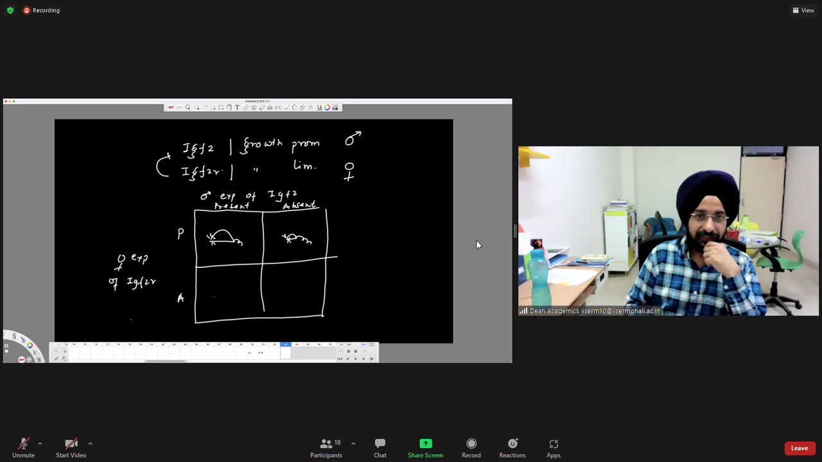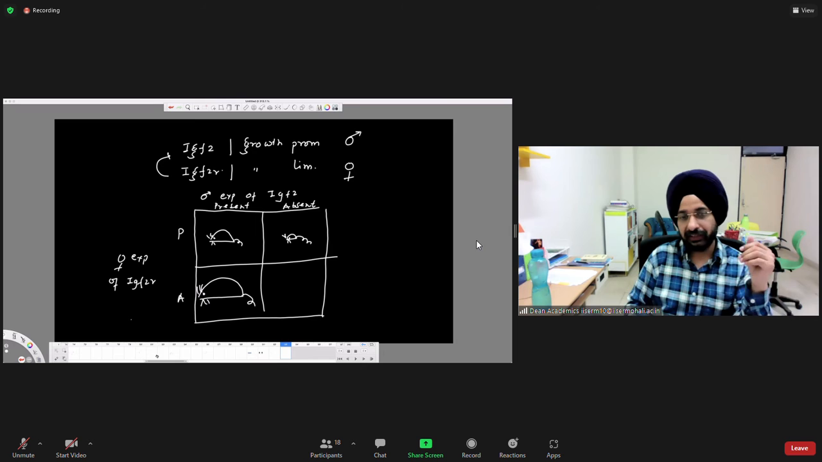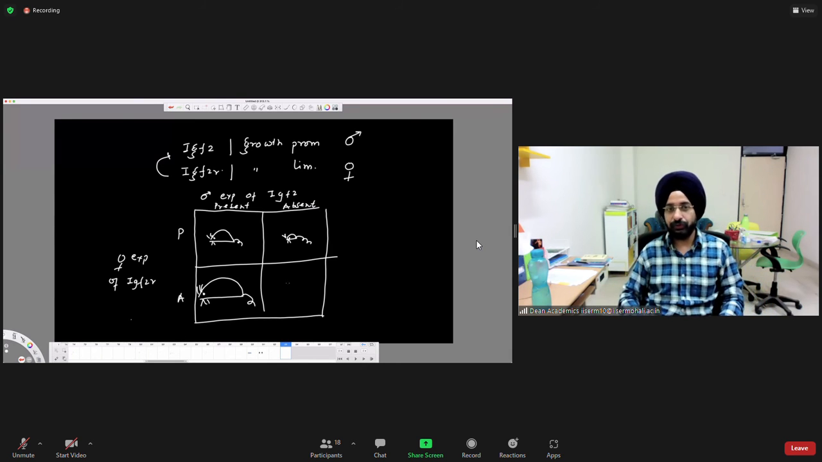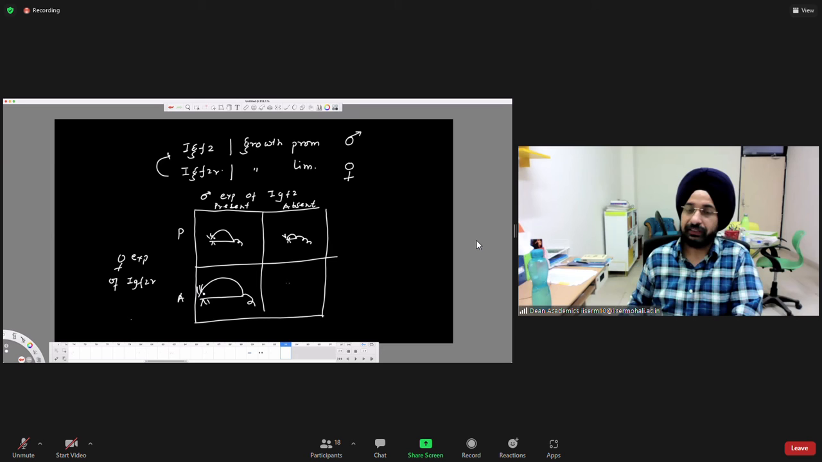Now think of this scenario. IGF2 is expressed paternally, but IGF2R is not expressed maternally. So you have growth promotion, but no growth limitation. This means that you will get a big phenotype, overgrowth. What about the last one? Maternal expression of IGF2R is absent, and paternal expression of IGF2 is also absent.